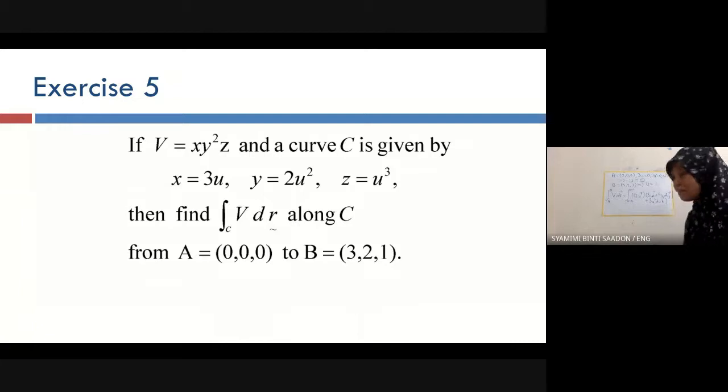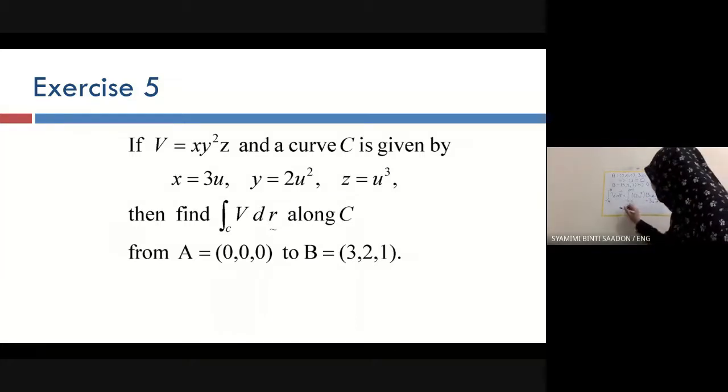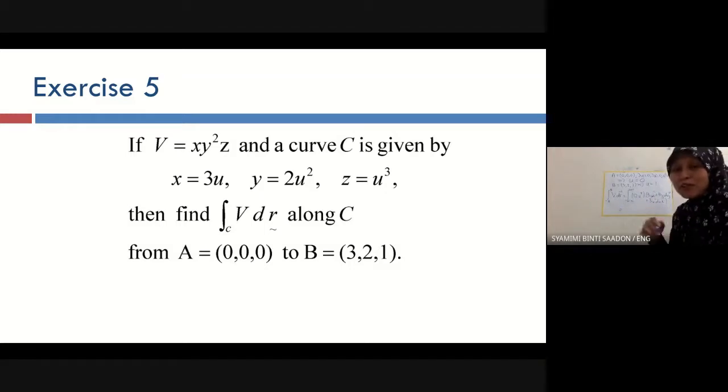Okay, so 12u power of 8 multiplied with 3u, so we get 36u power of 9 du, etc. So the answer, by substituting the value 1 and 0 of u, we get 4i plus 24/5, or you can write it in decimal also, plus 36/11k. Okay, so that is the answer. Integration.